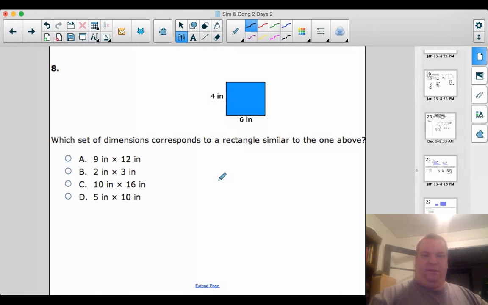All right, so here I want to find what set of dimensions corresponds to a rectangle similar to the one above. So this rectangle is 4 to 6. Which dimensions would give you something that is similar to that? Let's pause the video here, see what you think.